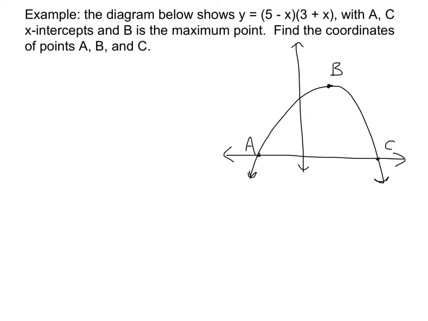In this video, I'm going to go through a few examples of how parabolas are treated on the IB exam, so we're just going to get right into those. So the first example, the diagram below shows y equals 5 minus x times x plus 3, with A and C being x-intercepts and B being a maximum point. Find the coordinates of points A, B, and C.